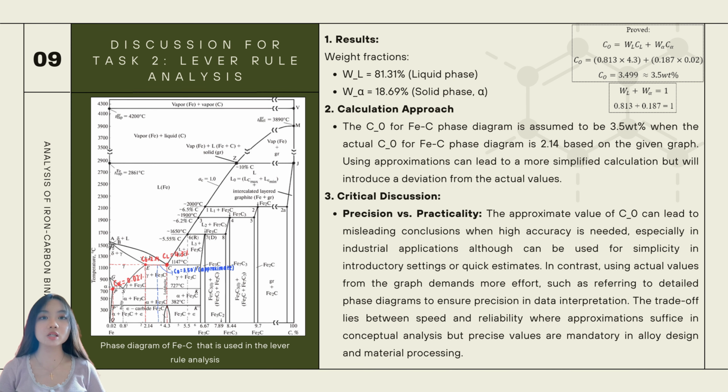In industrial applications such as alloy design, casting, or heat treatment, accurate phase proportions are critical for predicting material behavior, ensuring the desired mechanical properties, and avoiding costly errors. Although approximations may be useful for conceptual understanding or rough estimates, they fail to meet the precision required for practical applications, where reliability is paramount. This analysis underscores the need for meticulous data interpretation when using the lever rule, as accurate inputs ensure consistent results and more effective metallurgical process optimization.